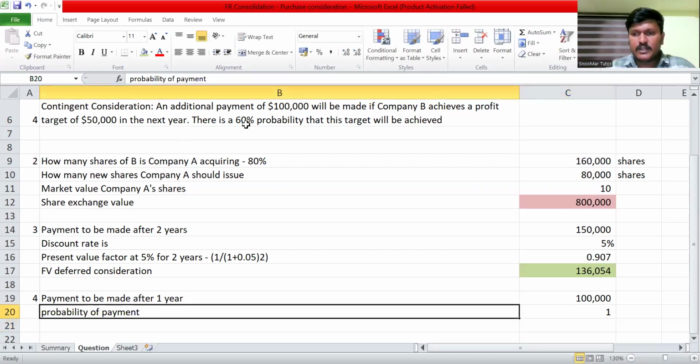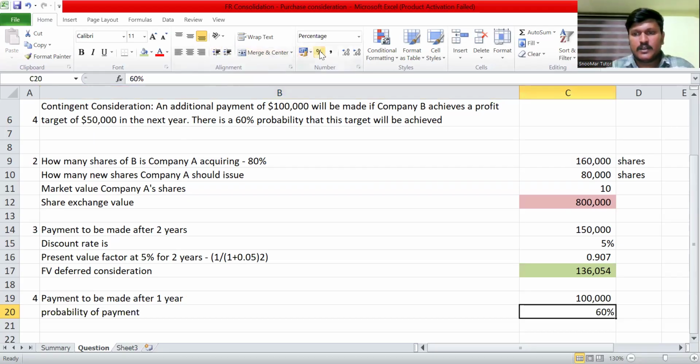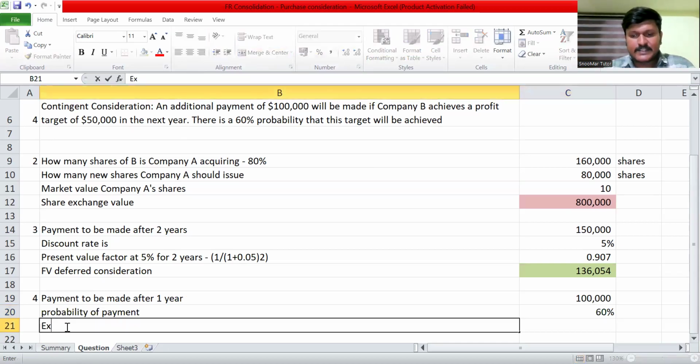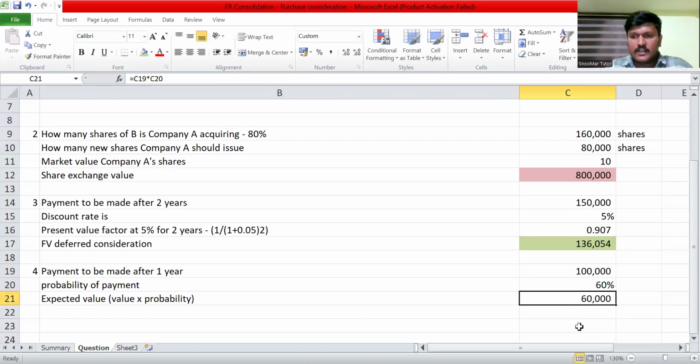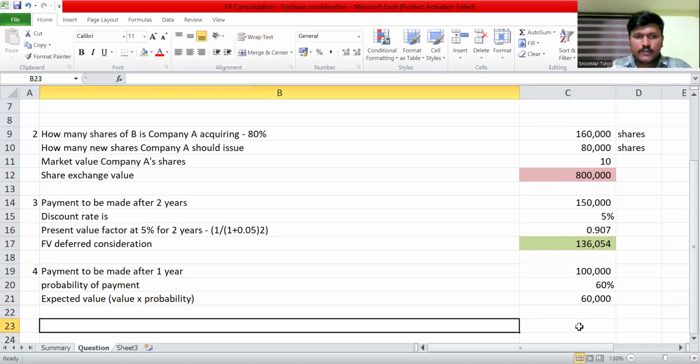So we will be calculating the expected value. This is a concept you would have learned in PM. Expected value is the value multiplied by the probability. The chance of this happening: 100,000 into 60% is 60,000. Now 60,000 is the value you will be getting after 1 year. So what you have to do is discount it again.